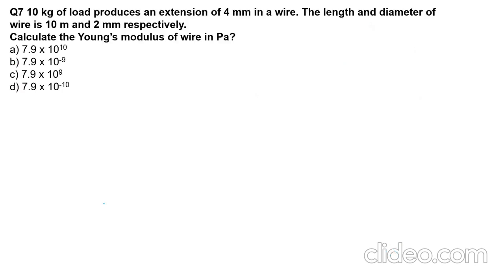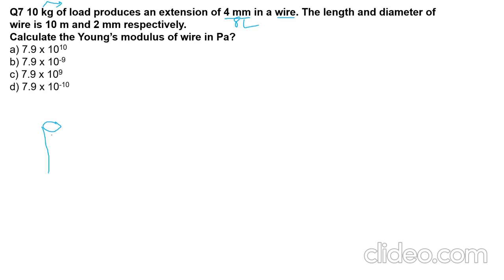Okay, then we have another question that is based on the same principle, which is the stress strain curve. It says that 10 kg of load produces an extension of 4 mm in a wire. So this is your material, and it is producing some extension. That means it is elongated by some length, which is delta L. Okay, and you are giving a load of 10 kg. So you are given a weight, and it's saying the length and the diameter of the wire are 10 meters and 2 mm respectively. So you are given a wire and its dimensions.